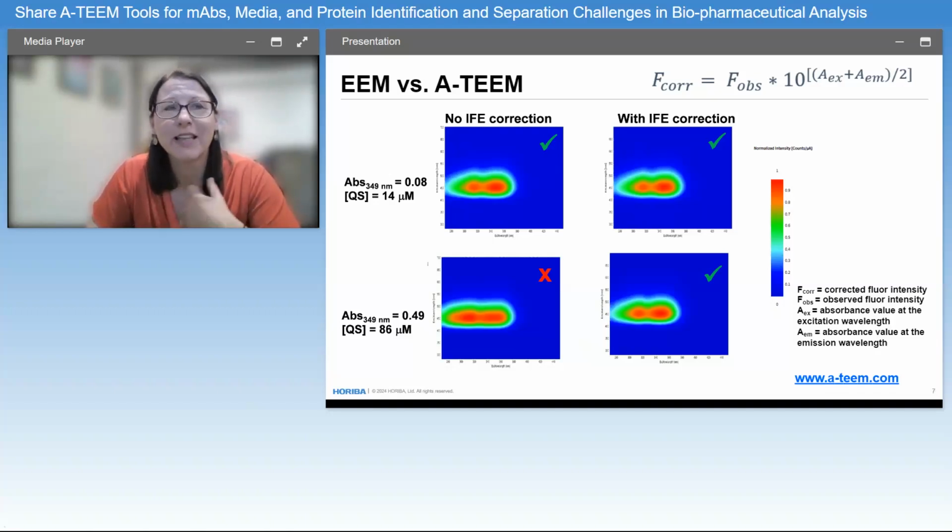HORIBA has a lot of content on inner filter effect corrections and how we use it with the A-TEEM method. If you want, you can look at all of those application notes and technical notes, and those are on our website if you want to learn more.